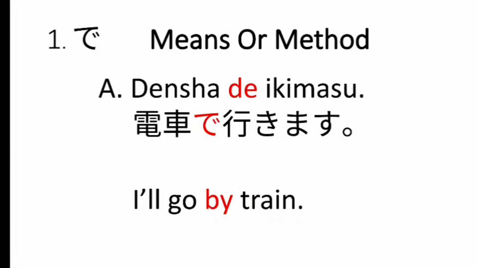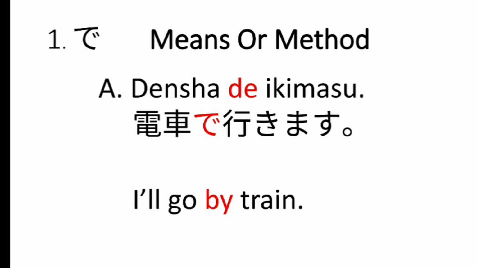Okay, so our first de here indicates means or method. So this is our first example. Densha de ikimasu. I'll go by train. So densha means train. So this is your means or method that you will use when you go. So I will go by train.